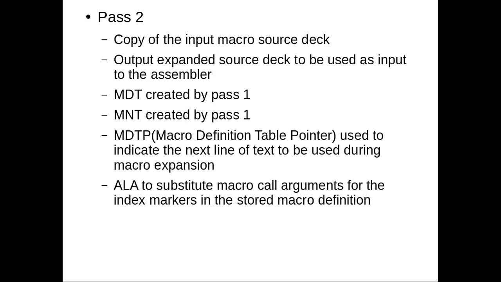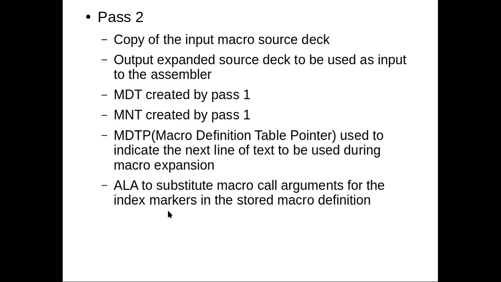The next one is the argument list array. In pass 1, it is used to represent dummy arguments in terms of index markers. In pass 2, it is used to substitute the real argument values in place of the index markers. It will be clearer when we discuss the next step. So these are the databases used in pass 2.